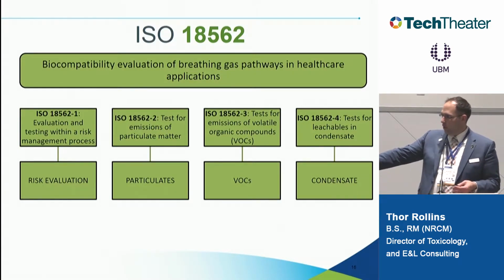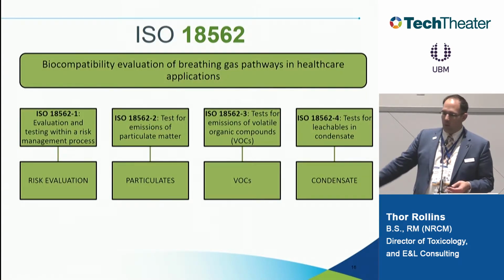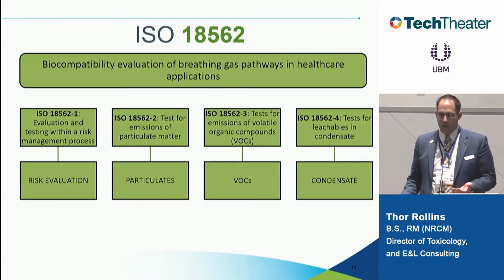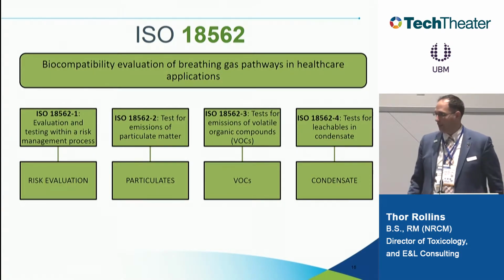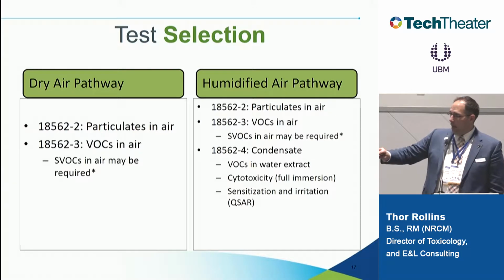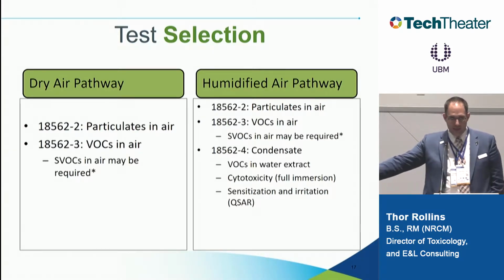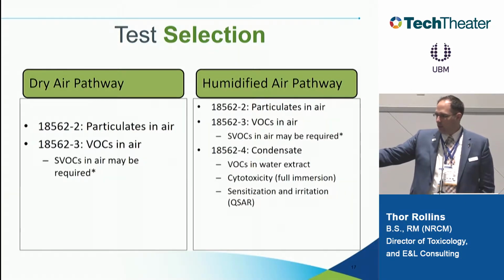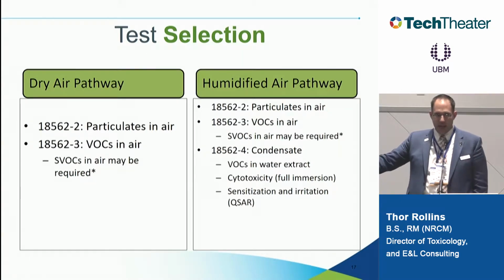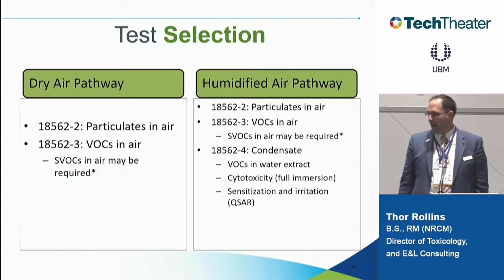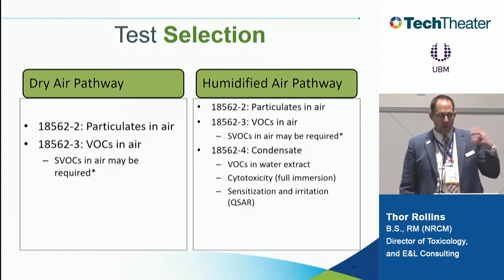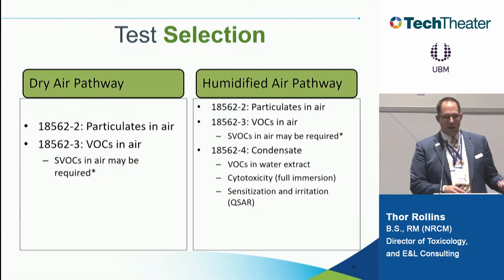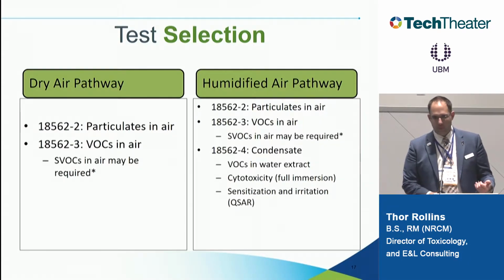So when we go back to looking at our sections 2, 3, and 4, these are the tests in those sections that, if we deem they're necessary, we have to run. So for dry air pathway, we use sections 2 and 3. 2 is particulates in the air, and 3 are those volatile organic compounds. Those are what's required for a dry gas path device, along with your other biocompatibility endpoints, right?